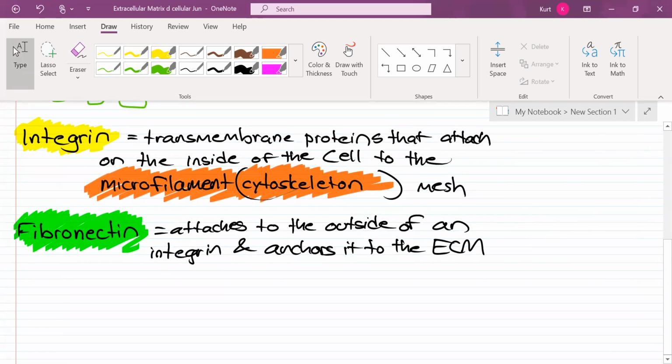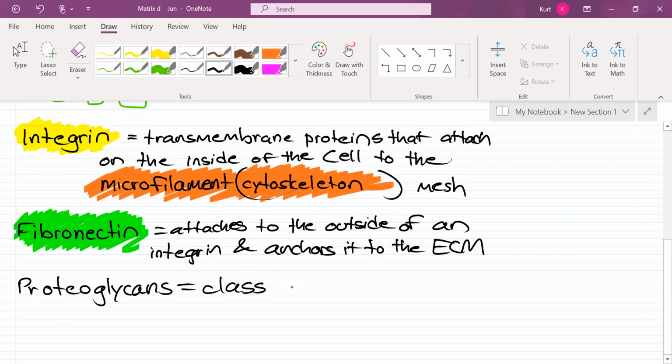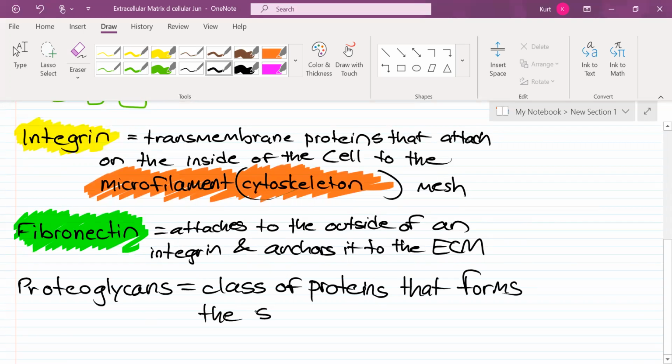This last one is going to be proteoglycans. Proteoglycans are a class of protein that forms the structure of the ECM.